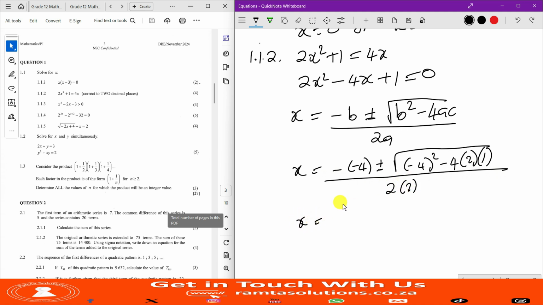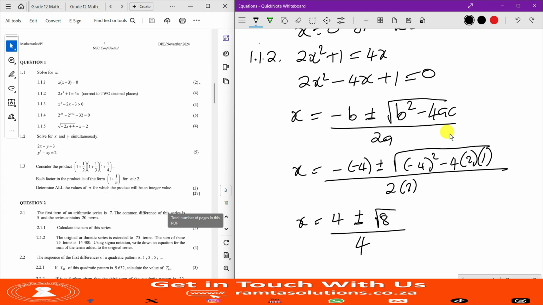Now simplifying this, negative times negative is positive 4 plus minus the square root of 4 squared, which is 16, minus 8. This must be 8, over 4. Then let's get to our calculator. Guys, you have calculators. You don't have to do this part in your mind. You can just use your calculator and avoid errors.